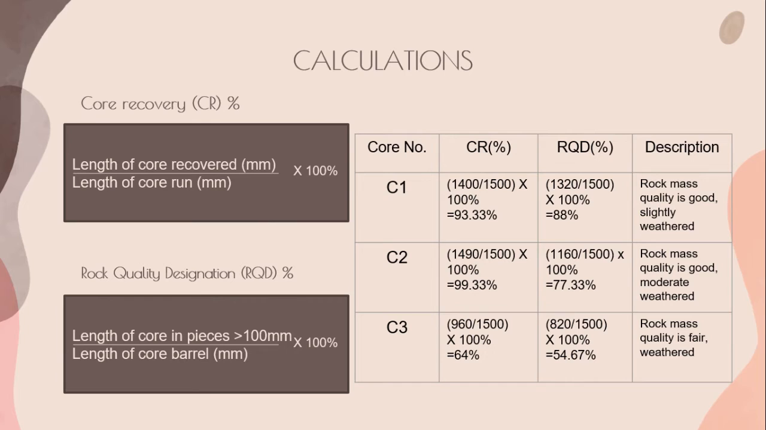For the calculation part of this test, we have two formulas, which are core recovery and rock quality designation. For the core recovery formula, we use the length of core recovered in mm divided by the length of core run, also in mm, times 100%. For the rock quality designation formula, we use the length of core in pieces, which needs to be more than 100 mm, divided by the length of core barrel, also in mm, times 100%.